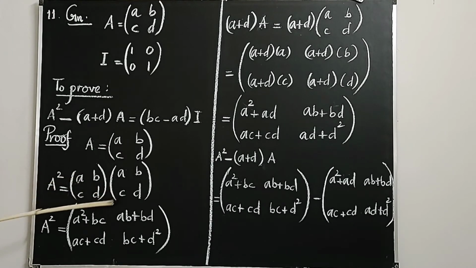B plus B into C plus BC. Then first row, second column. A into B, AB plus B into D, BD. First row, first column and first row, second column are over.